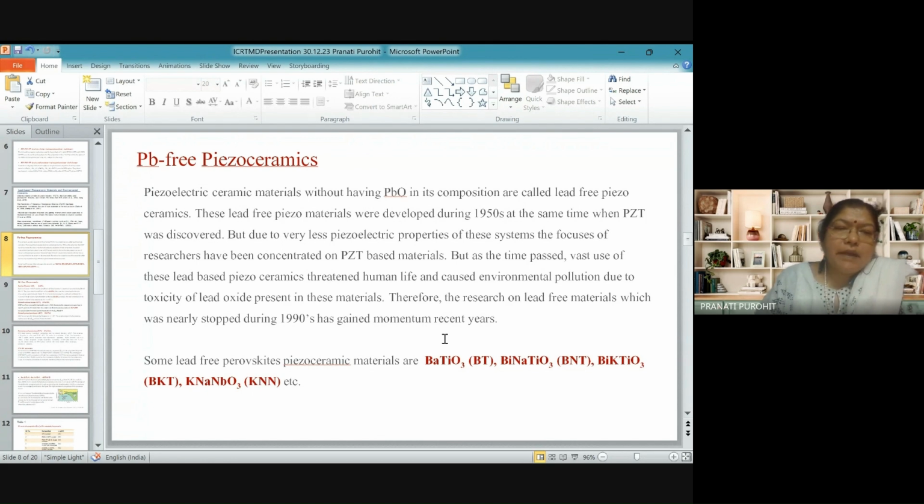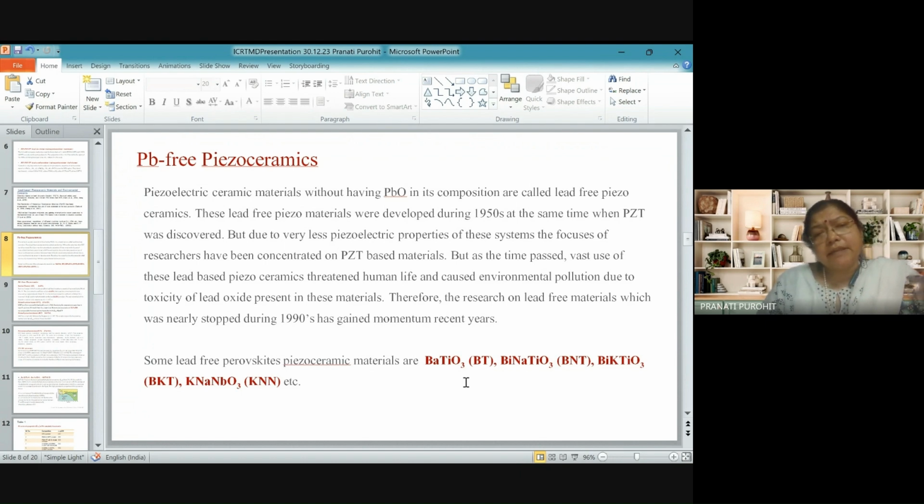I have discussed a few lead-based materials and their piezoelectric coefficients, that is the D33 value. Now I am discussing some lead-free piezoceramic materials. In this paper, I am focusing on the ceramic part. I am not going into piezoelectric single crystals. Piezoelectric single crystals show high piezoelectric coefficients in comparison to the ceramics.